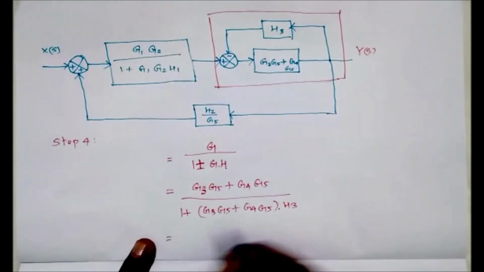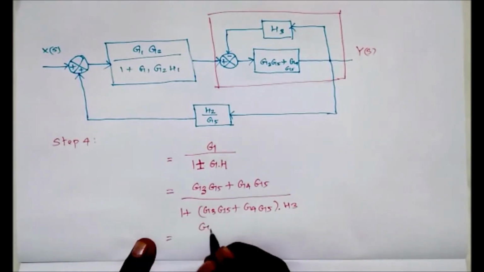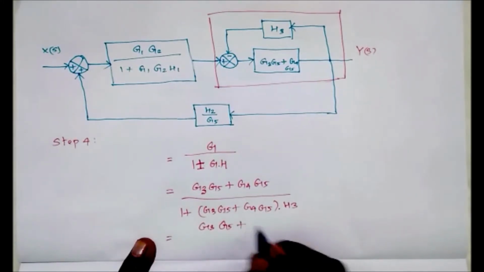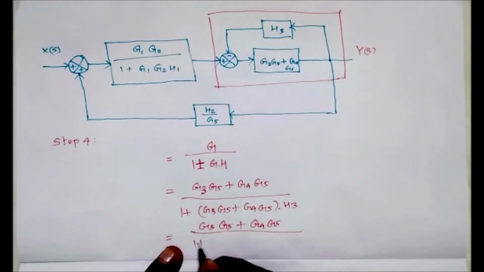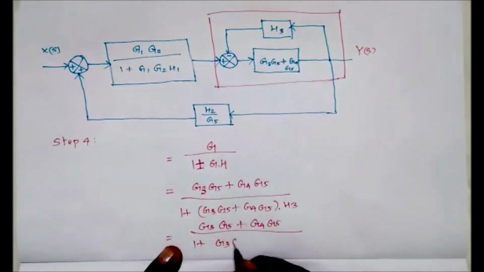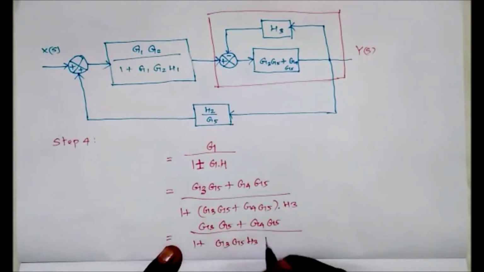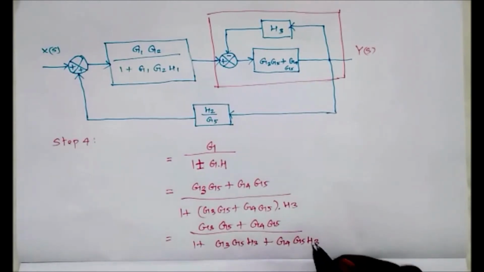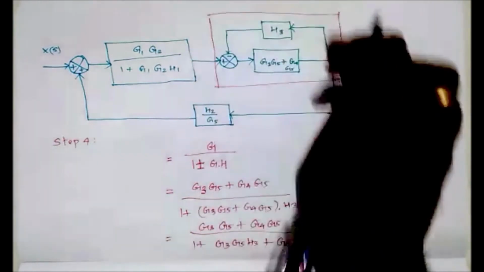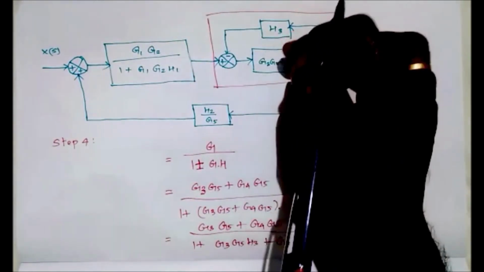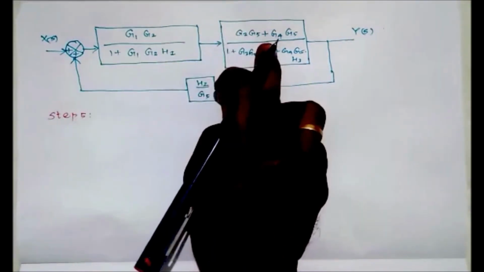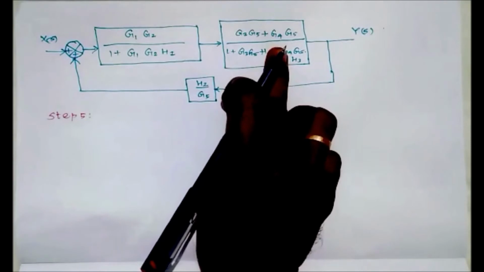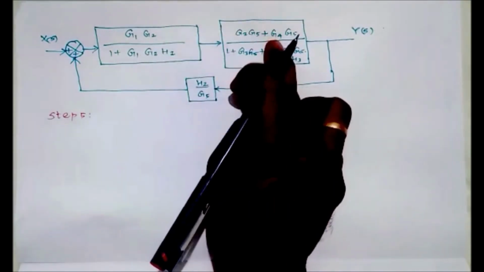So further we can multiply feedback inside. So G3, G5 plus G4, G5 divided by 1 plus G3, G5, H3 plus G4, G5, H3. So we can use this gain to replace this entire system. After replacing this, we will get blocks like this. Here also these two blocks are in series, so simply we can multiply these two blocks.